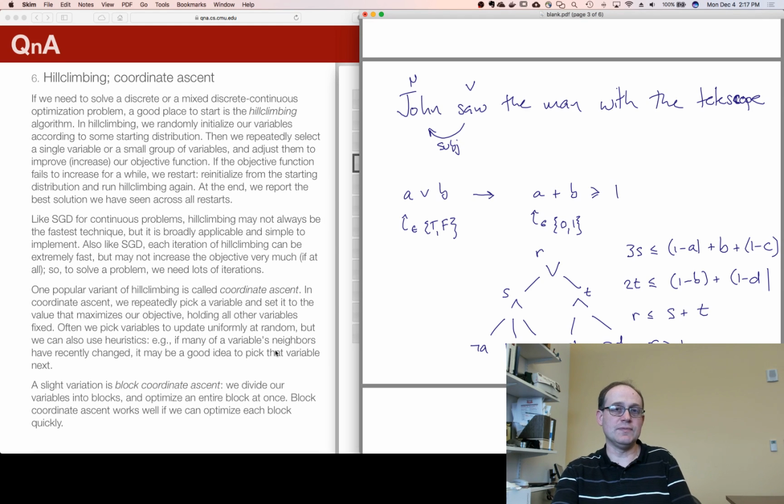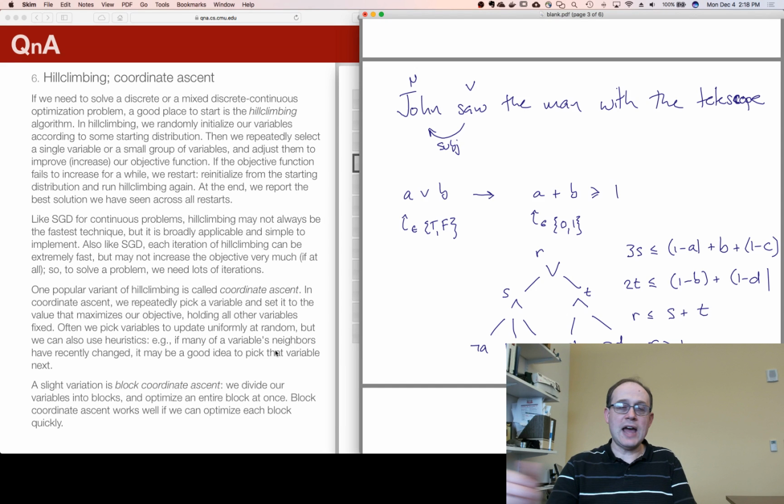A variant of hill climbing is coordinate ascent, where, in hill climbing we just try to improve, like flip a variable in the direction that improves the objective or something like that. Coordinate ascent means to specifically optimize over a single variable or a small subset of variables. In particular, let's say you had a continuous variable, hill climbing might be you would take a gradient step to try and improve things, whereas coordinate ascent would be you solve for the optimum with respect to that variable.